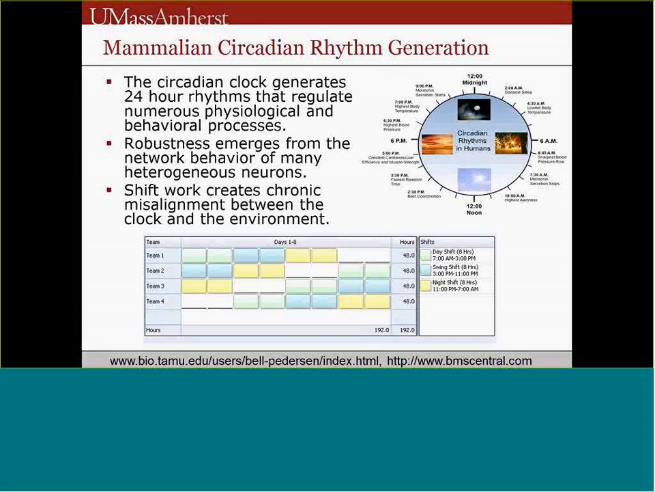The problem we're particularly interested in in this project is shift work. So this is a typical shift schedule, where one team might work 2 days in a row at 7 in the morning, then the next 2 days at 3 in the afternoon, and finally 2 days at 11 o'clock at night, and then 2 days off. And this can repeat ad infinitum. And this is a problem because your internal clock cannot shift 8 hours every 2 days. So these people have a chronic misalignment between their clock and the environment in which they're working.